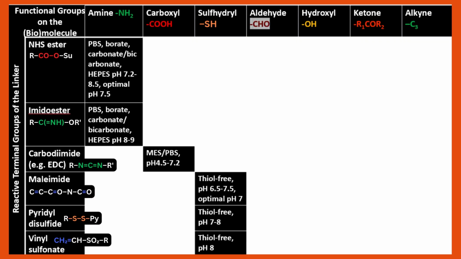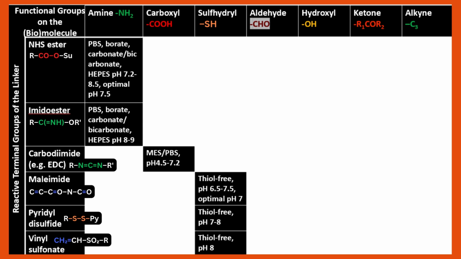This table shows common terminal groups used in biofunctionalization linkers and how they react with functional groups found on your biomolecule of interest. On the left side, from NHS ester down to vinyl sulfonate, are the reactive terminal groups of the linker. Across the top row, from amine to alkyne, are the common functional groups on biomolecules like proteins, peptides, nucleic acids, or small molecules.